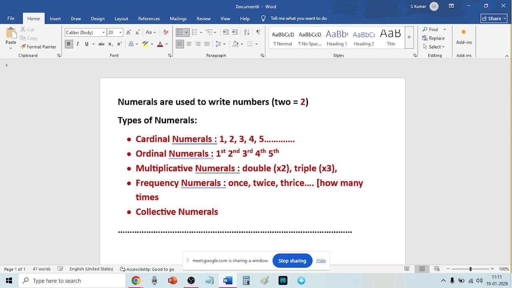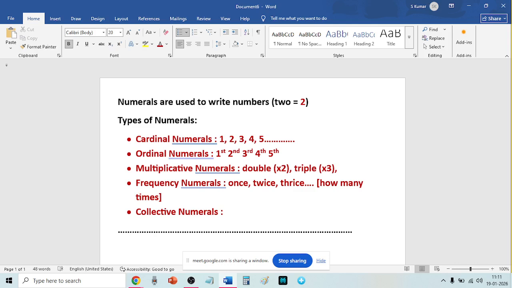How many times something is repeated. Once, twice, thrice. These are frequency. How many times? How many times you say eat? We eat thrice in one day. That means 3 times in one day. Right? So, cardinal simple numerals: 1, 2, 3, 4, 5, 6, 10, 20, 100, 500.